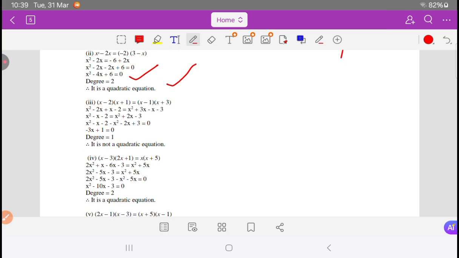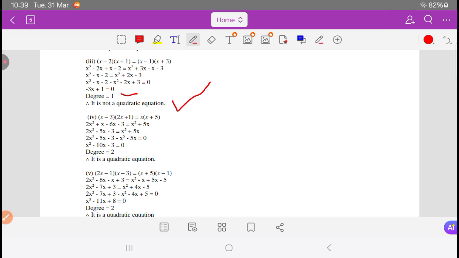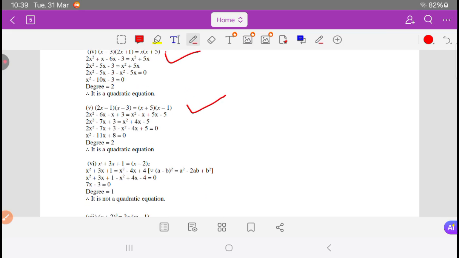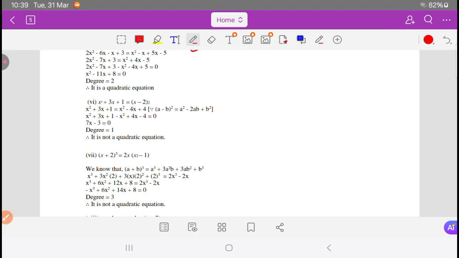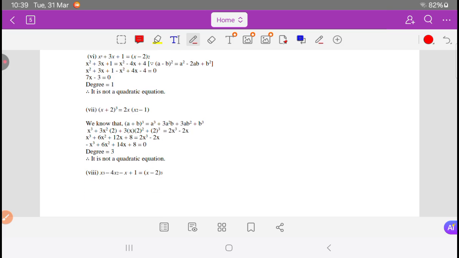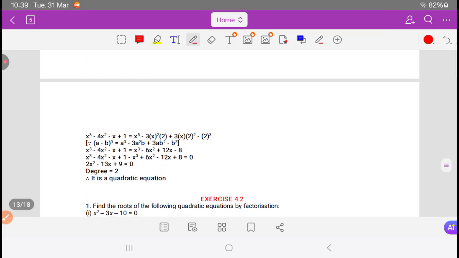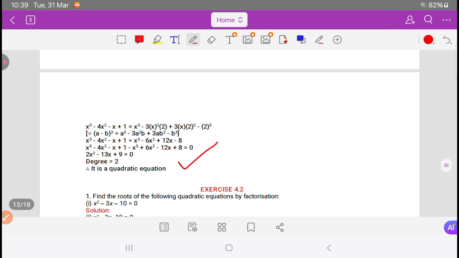Here the degree is 1 because x square is removed, so it is not a quadratic equation. Similarly, you do it for question number 4 and question number 5. If it is of degree 2, an algebraic equation is a quadratic equation. If not, it is not a quadratic equation. Here the degree is 3, so it is not a quadratic equation. Question 8 also is a quadratic equation.